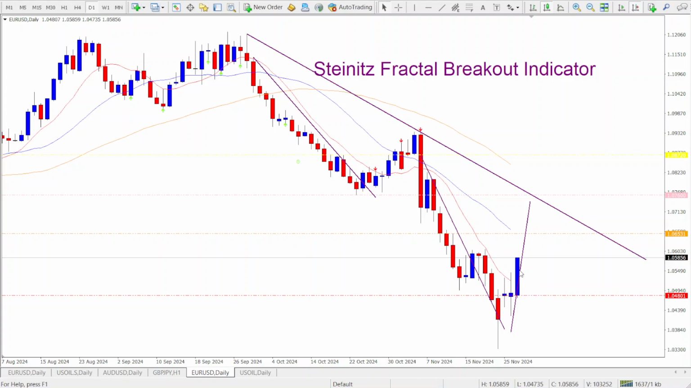All right, so you can decide to enter after you had this doji formed. You can enter a buy. This is now counter trend trading, right? So if you want to trade against the trend, this would have been a good opportunity to enter a buy, set stop loss below the swing low, and then your take profit level can either be here or here. Now this would have been a good place because you have a confluence here, right? The trend line and this horizontal level indicated by the Steinitz Fractal Breakout Indicator.